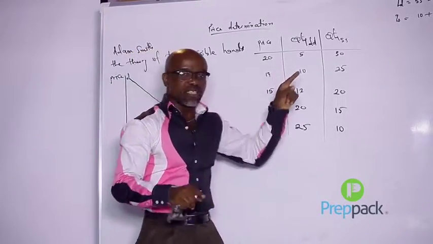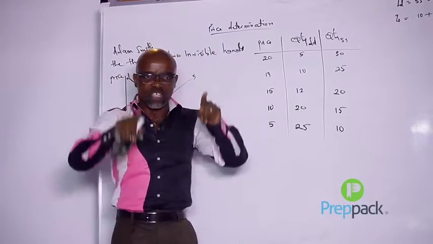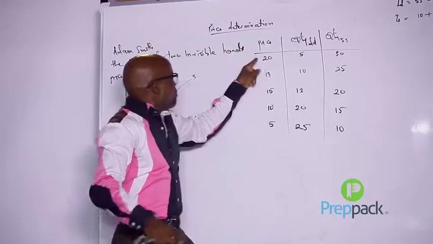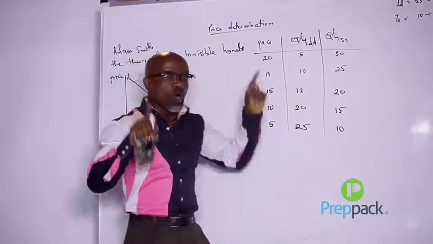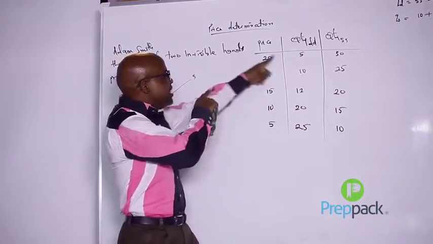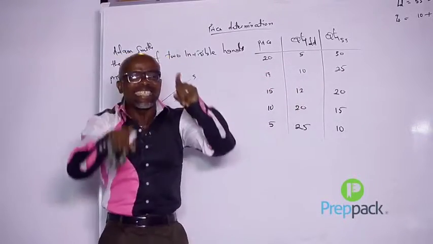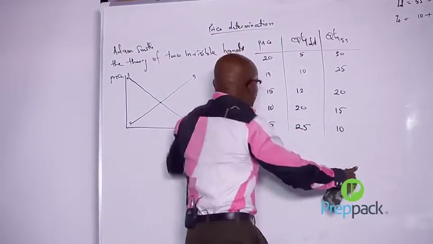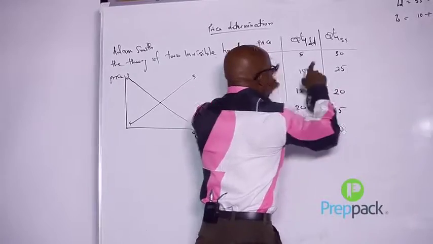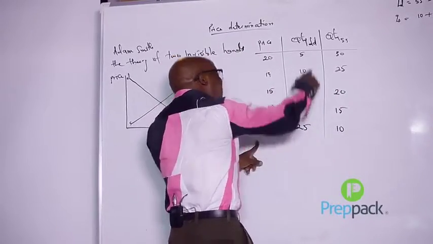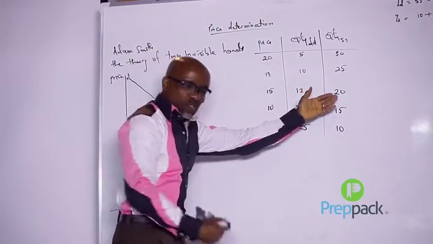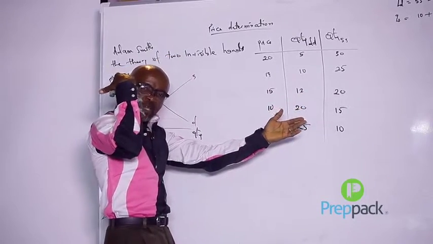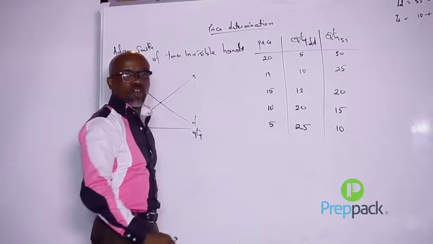Price and demand move in opposite directions. You see it? Price and demand move in opposite directions. But price and supply move in the same direction, which means the lower the price, the lower the quantity supplied, and the higher the price, the higher the quantity supplied. But demand says the lower the price, the higher the quantity demanded. So this buttresses the point we made previously in demand theory and supply theory.